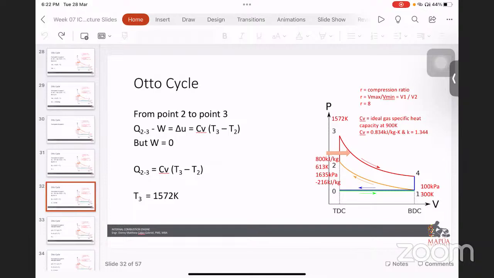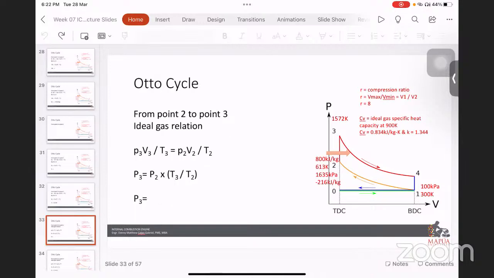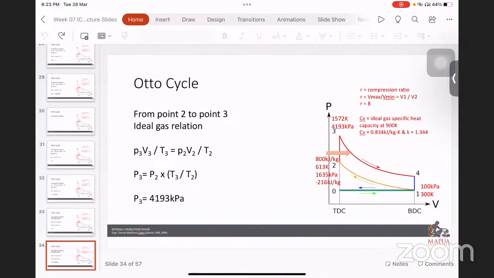So let's go to process 3 to 4. Process 3 to 4, again, ayan, using yung PV is equal to MRT, meron kang P3 na calculate natin. Meron tayong V3 tsaka V2. V3 tsaka V2 is parehas. Same volume, so canceled out. Naiwan na lang sa'yo yung T3 tsaka T2. So P3 will be equal to about 4,000 kilopascal.